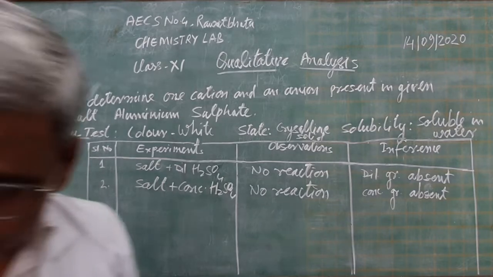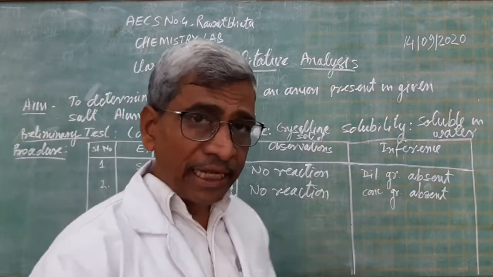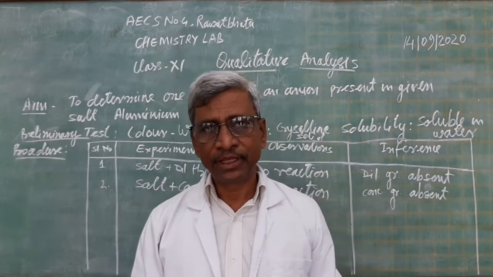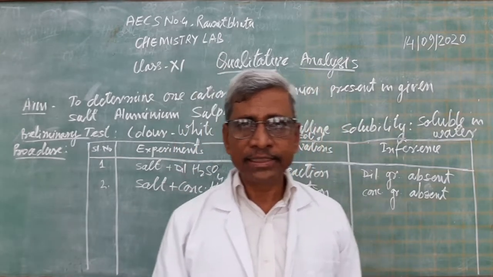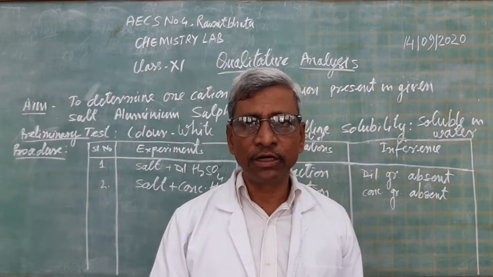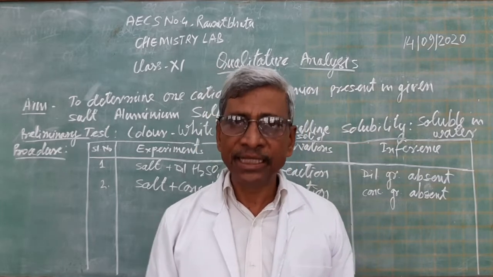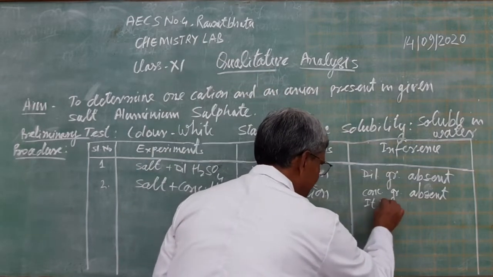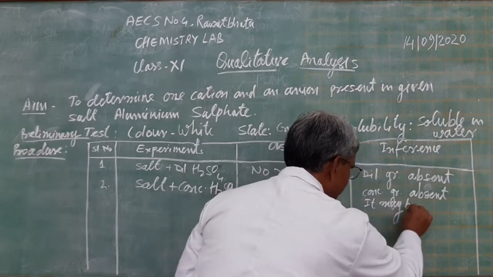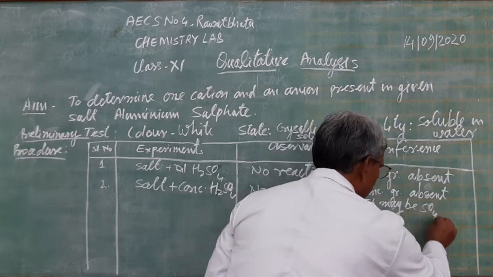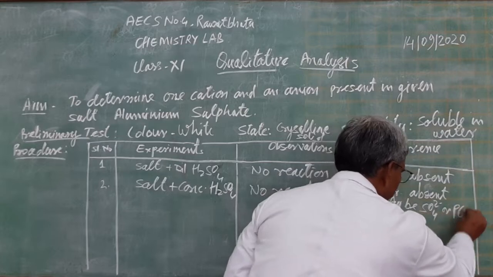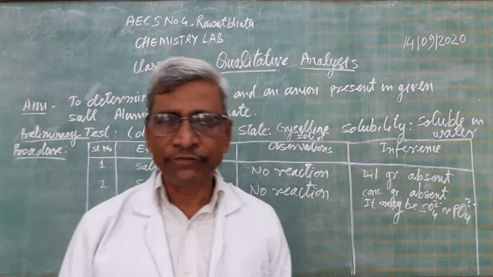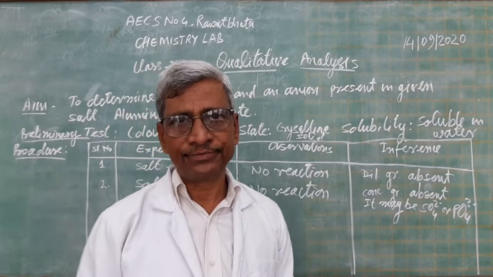Here, at this stage we can say it may be sulfate, it may be phosphate, because these anions don't combine with dilute sulfuric acid or concentrated sulfuric acid. Up to some extent we can say it may be sulfate, SO4 2 minus, or phosphate, PO4 3 minus. Then we have to proceed to the confirmatory test for the sulfate.